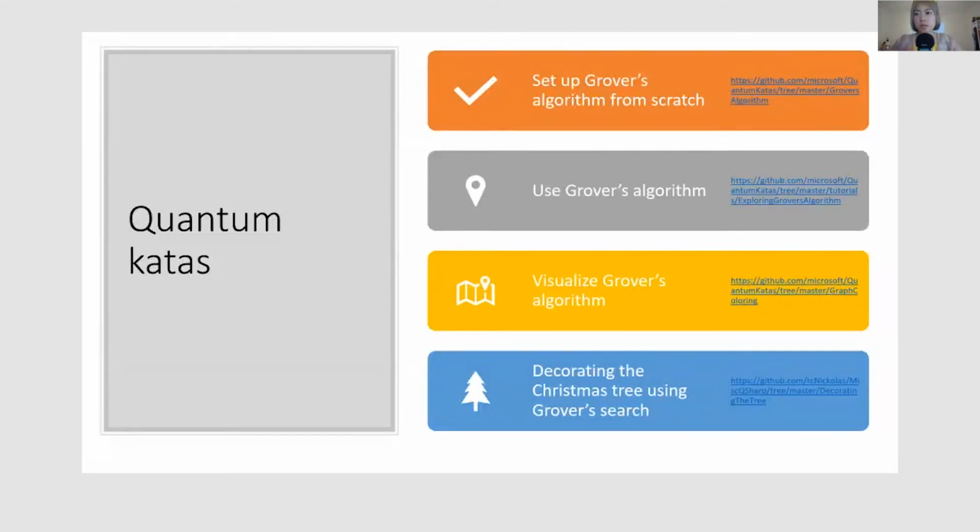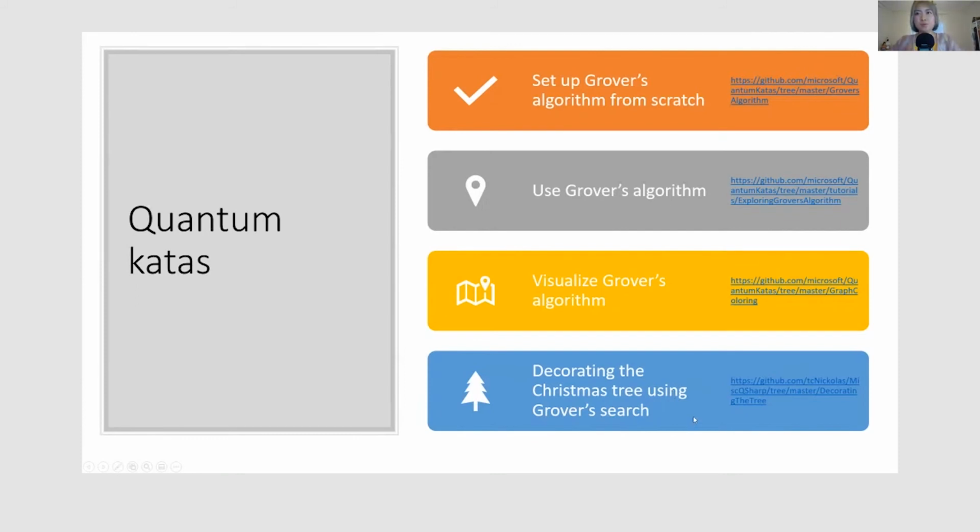We have the quantum katas and a lot of samples on Grover's algorithm. What we're going to use today is the one in the kata, this one. So the one that sets up Grover's algorithm. The other ones are using the algorithm, and there are some really fun ones. Like this is to use Grover's algorithm in another setup. This one helps you visualize it by doing a graph coloring example. This one is a fun write-up by my colleagues on decorating Christmas trees.